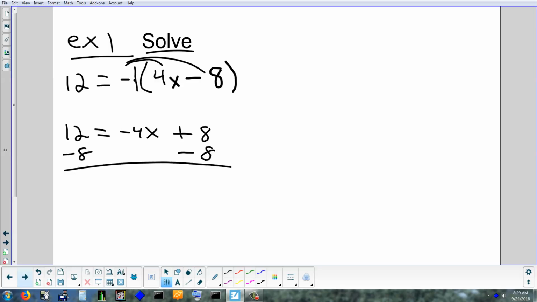Subtract 8. That's gone. And now on the right hand side, how about Laurel? What's 8 minus 8? 0. Gone. Okay. How about David? 12 minus 8? 4. 4 equals negative 4x.